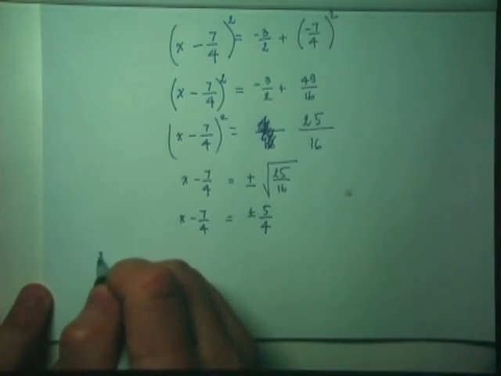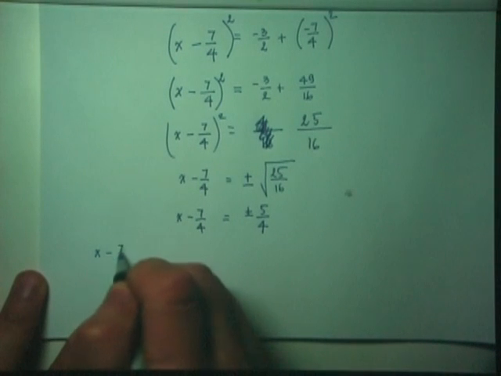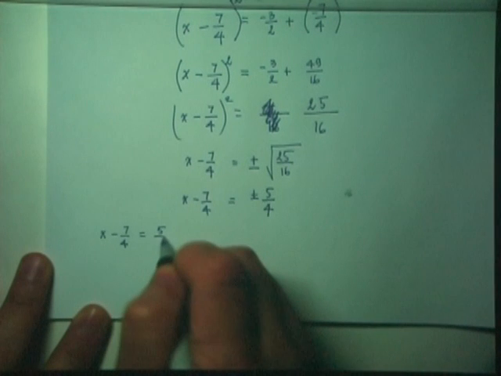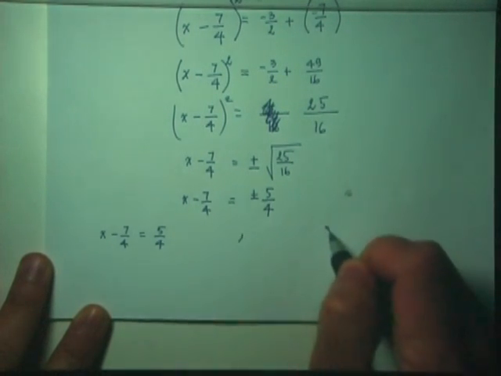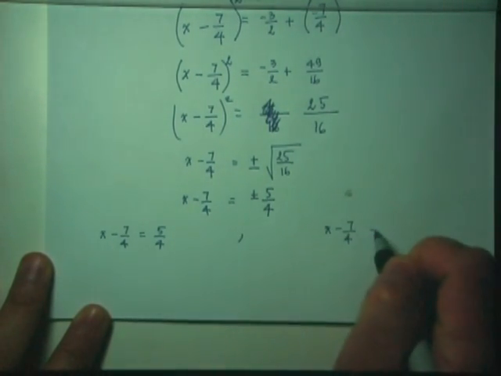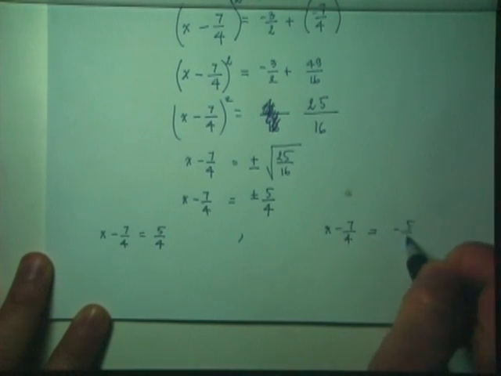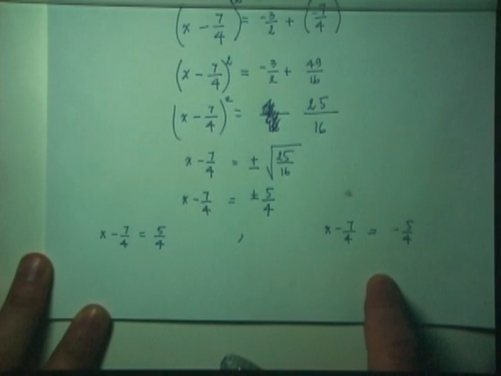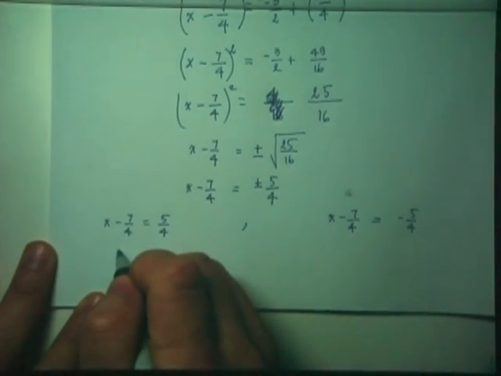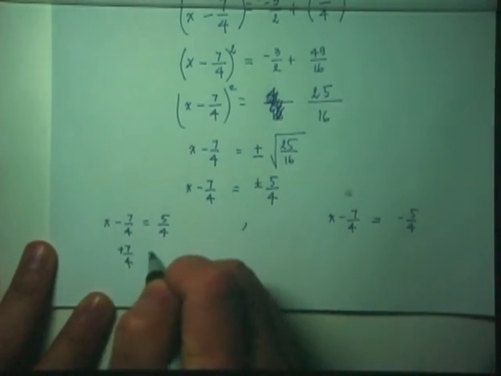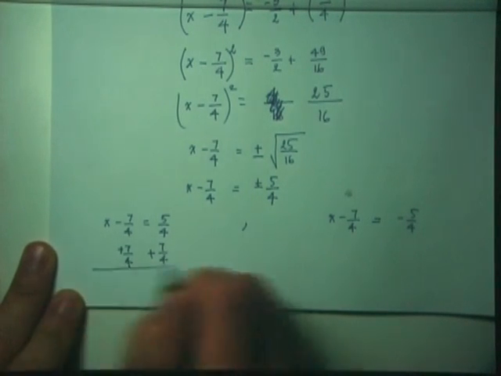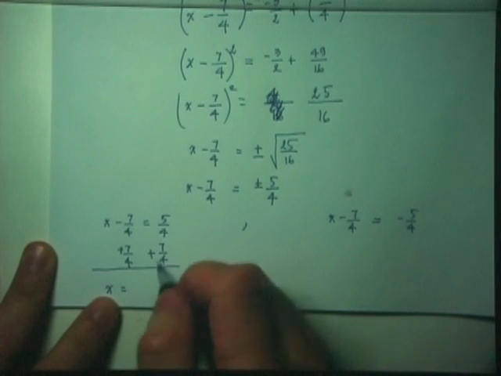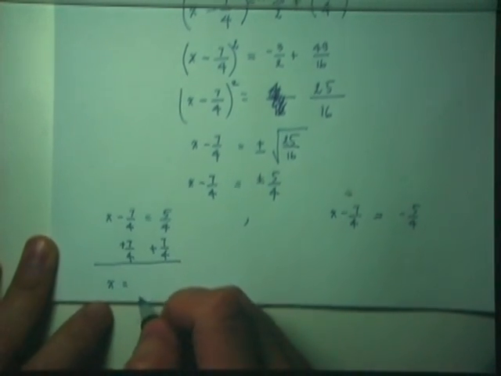Meaning, on one hand, x minus 7 over 4 equals positive 5 over 4. And on the other hand, x minus 7 over 4 equals negative 5 over 4. So now once again, I have just produced for myself two sub-equations to solve for. So on the first sub-equation, I'm adding 7 over 4 to both sides, and that gives me x equals now 7 over 4 plus 5 over 4. That gives me, once again, check your fraction skill.